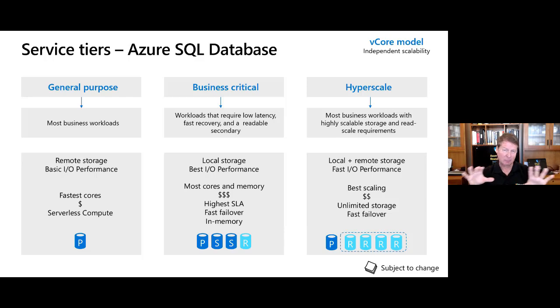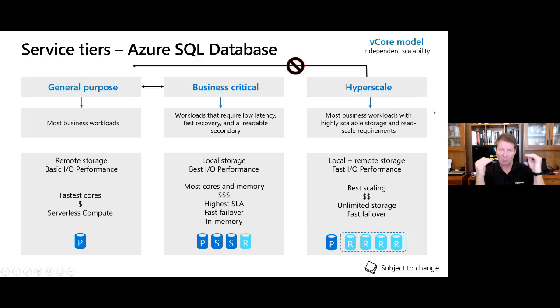Now, if you go down this product choice and you look at these tiers, you may ask yourself, how do I move around if I don't get it right? Well, number one, you can go between general purpose and business critical today, but hyperscale is a one-way street today, at least. So if you go to that hyperscale option, you cannot move back to general purpose and business critical.